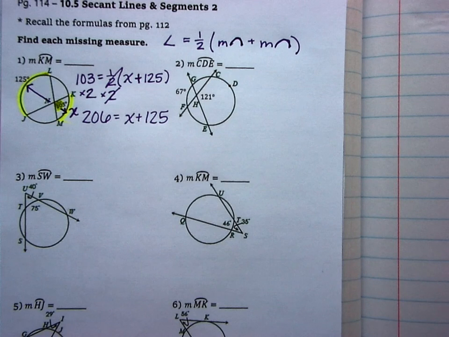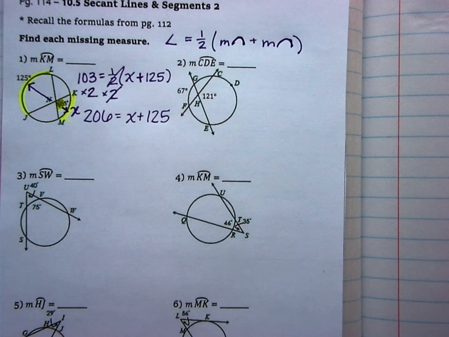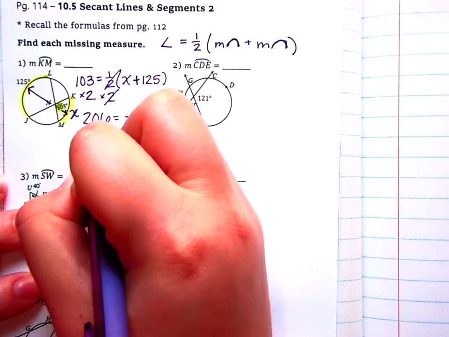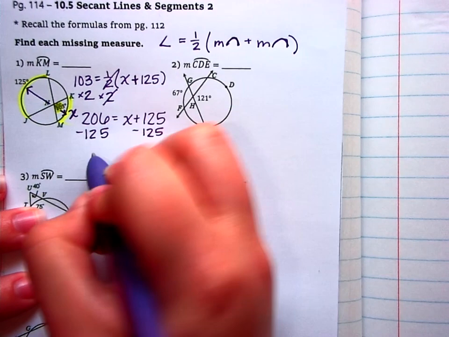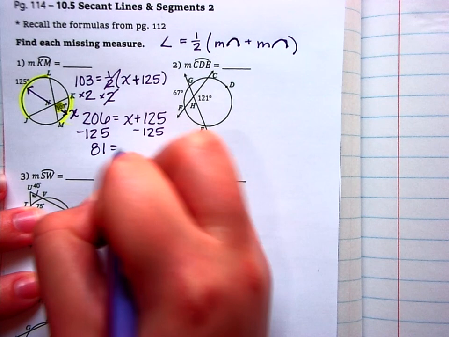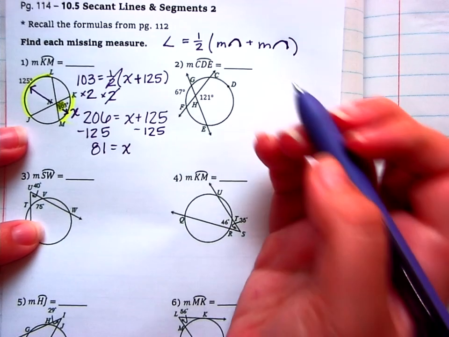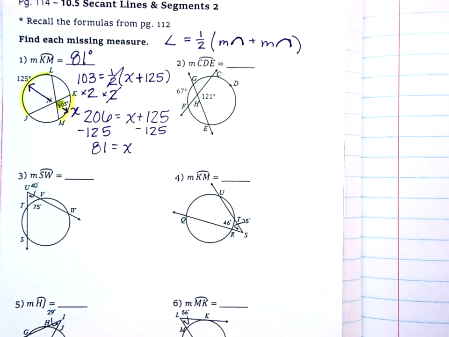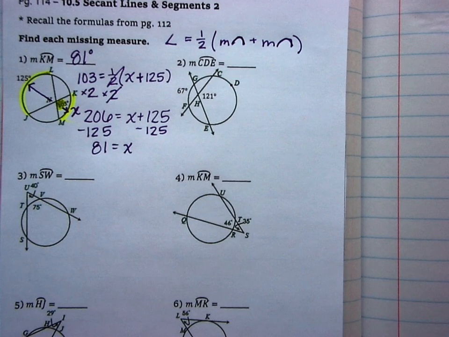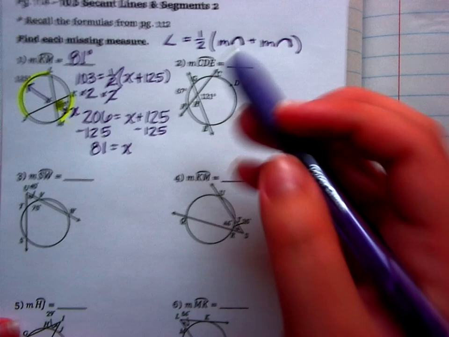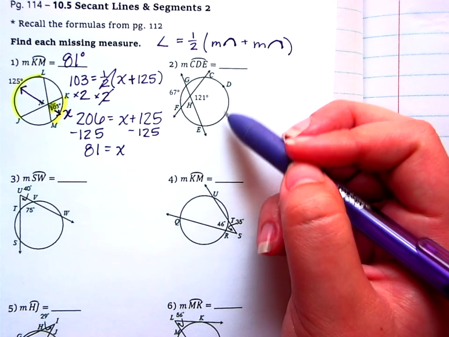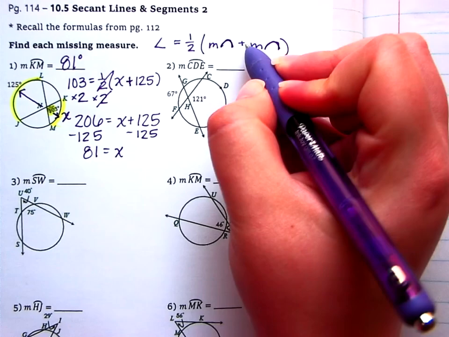To solve for x, we need to subtract the 125 from 206. So for that arc measure, we get 81 degrees. That is how you will solve number 2. I just wanted to do more practice where the secants are intersecting and you're solving for the arc measure. You're going to use this formula for number 2.